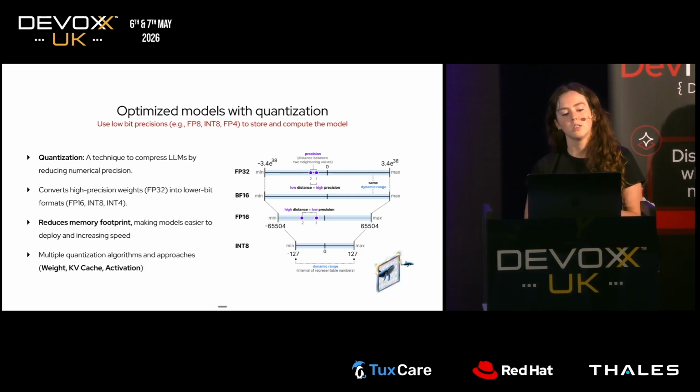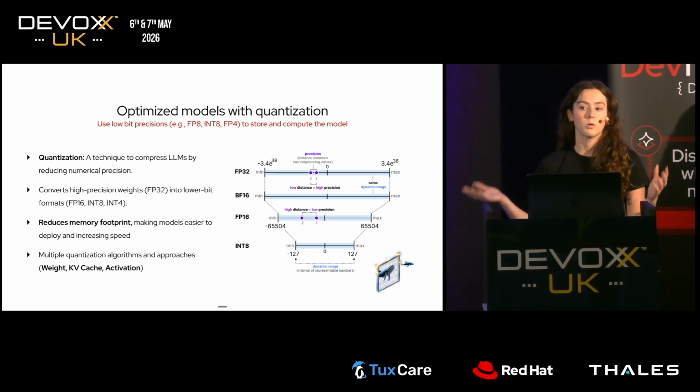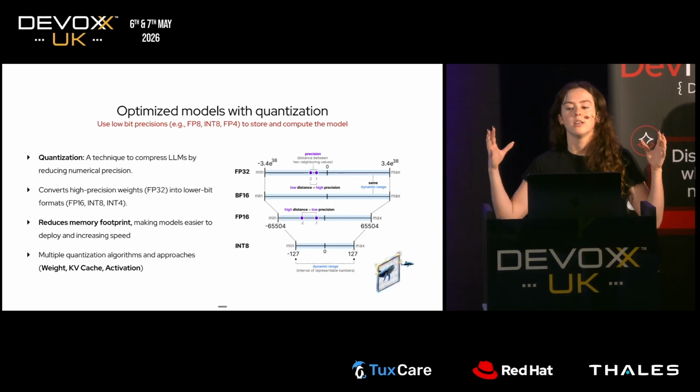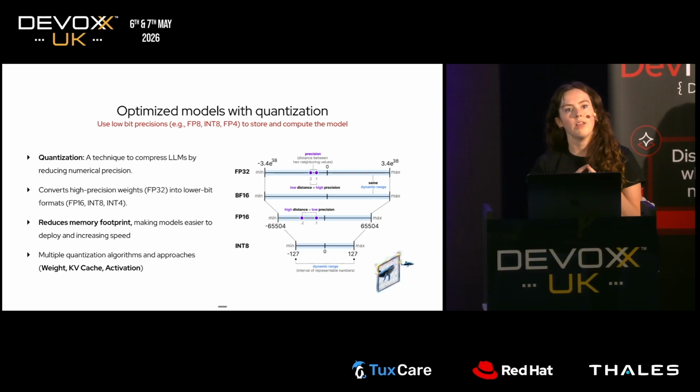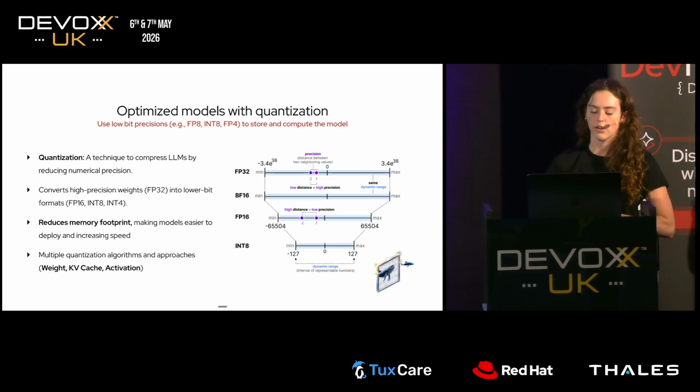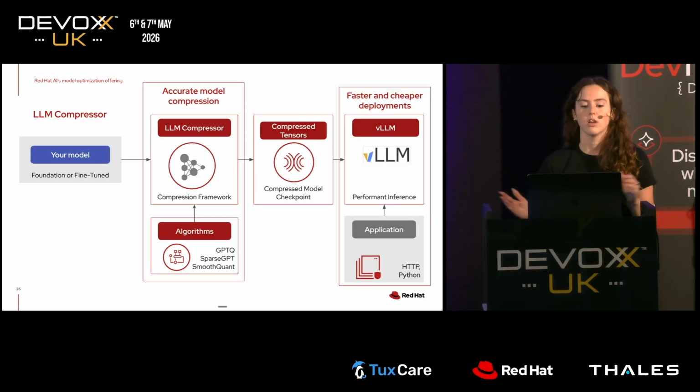There are multiple quantization algorithms and approaches, right? So I mentioned the weights, and the weights are the parameters, the shape of the model and how the data relates to one another. The activations are all of that matrix multiplication that's occurring when you take your prompt and integrate it with the model to get a response, right? Lots of activations are occurring there, and you can quantize both.